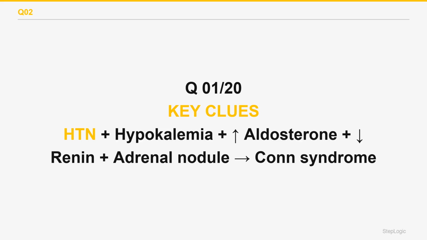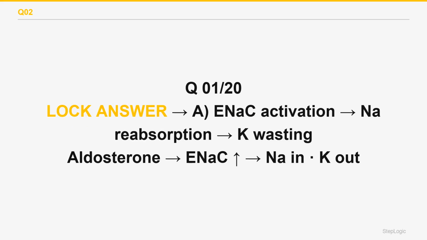Low renin tells you the aldosterone is autonomous, not driven by the renin-angiotensin system. Choice E is a trap. It says decreased aldosterone-mediated sodium reabsorption, which is the opposite. Aldosterone is high here, causing increased sodium reabsorption and potassium loss. Choices B, C, D introduce alternative mechanisms not supported by the clinical picture.